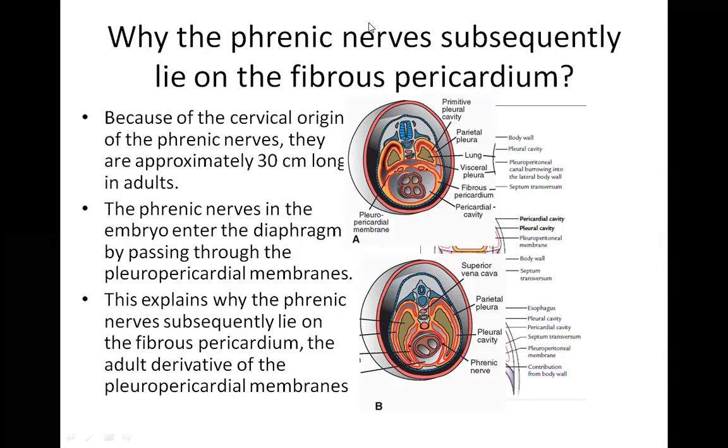So the fibrous pericardium, being a derivative of the pleuropericardial fold, and the pleuropericardial fold containing the common cardinal vein and the phrenic nerve, that is why the phrenic nerve also supplies the fibrous pericardium. That also explains why there is referred pain of the heart in the epigastric region, because the nerve supply of the fibrous pericardium and the central tendon of the diaphragm is the same, that is the phrenic nerve.